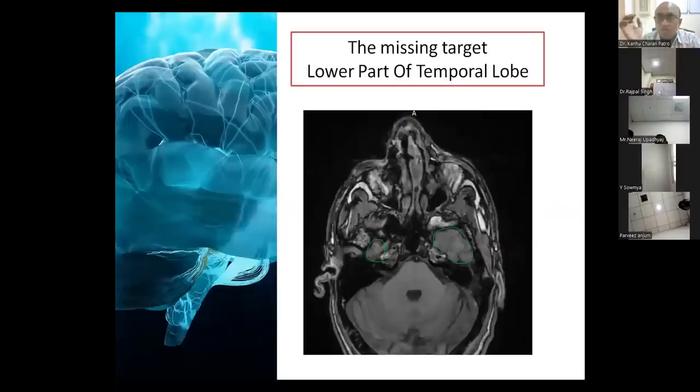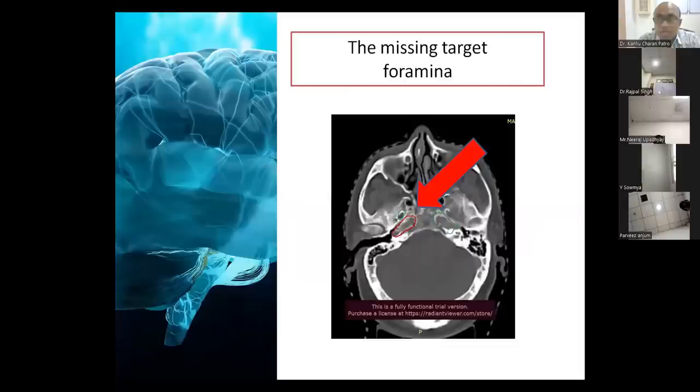Another missing area is the lower part of the temporal lobe. You have to contour this way. We should not miss this area, the temporal lobes. Another contouring area is the foramina, like this is the foramen lacerum. This is the foramen ovale, foramen spinosum, foramen rotundum, and this is the foramen lacerum.